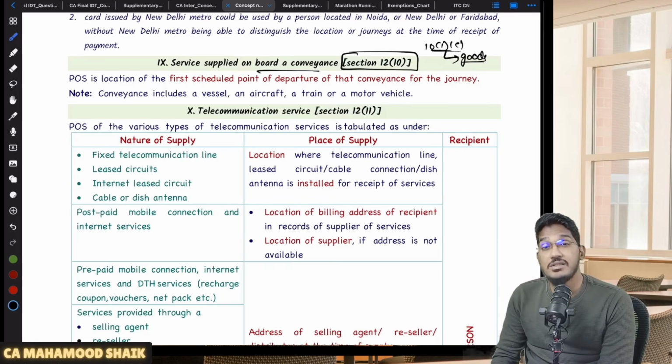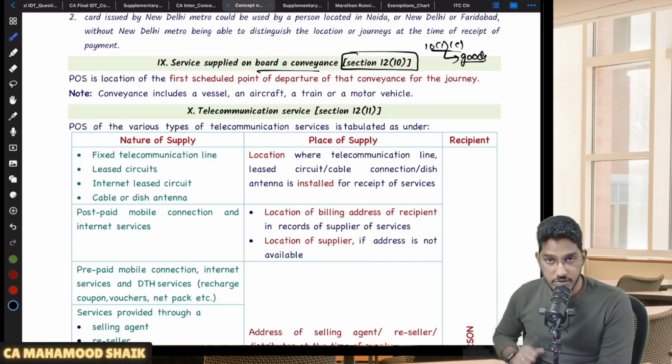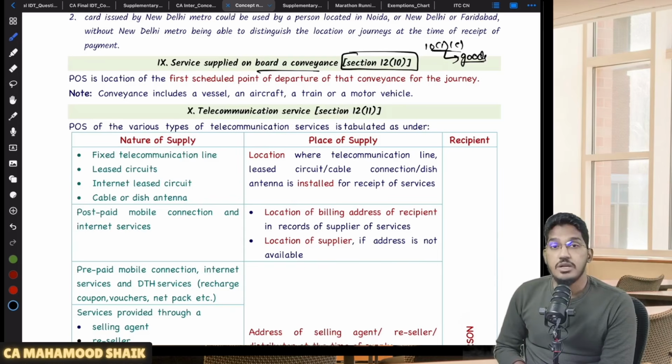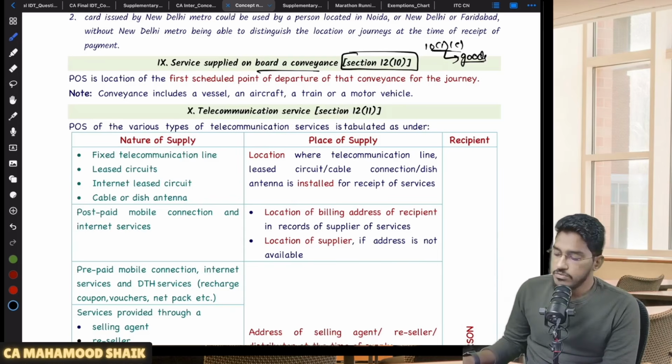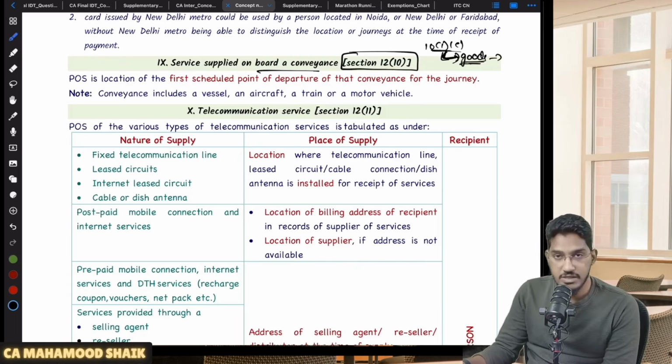So they are providing you the service of watching a movie when you are on board a conveyance, during your mid journey. They are providing you that service of access to a movie. Sir, what will be the place of supply? In case of goods supplied on board a conveyance, I told that wherever those goods are taken on board the conveyance, that will become the place of supply. Sir, what about services?